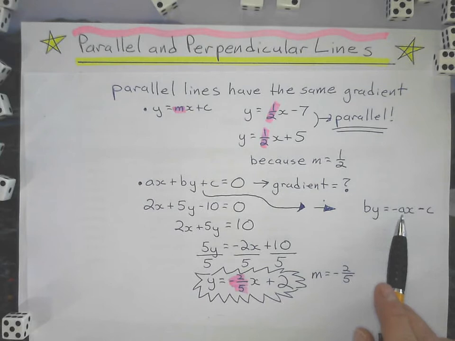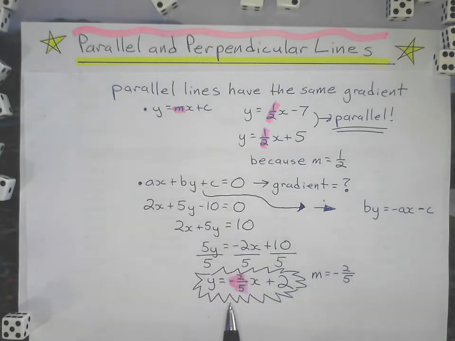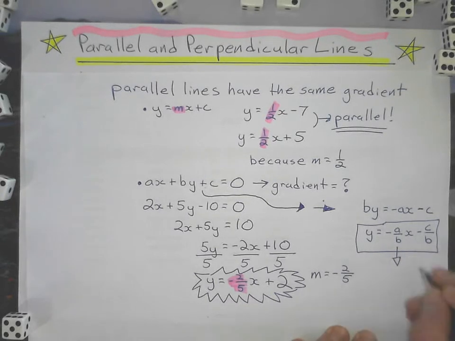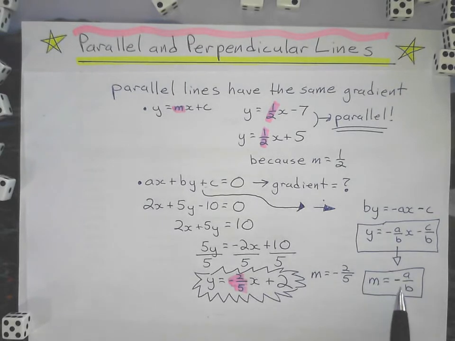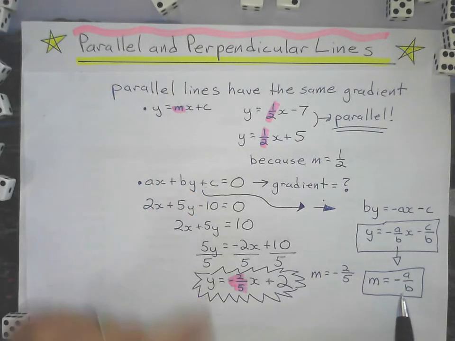Rearrange and get negative ax on the other side, minus c. So that's my general form if I rearrange the equation to gradient-intercept form. That means my gradient will always be the opposite of the a coefficient divided by the b coefficient.